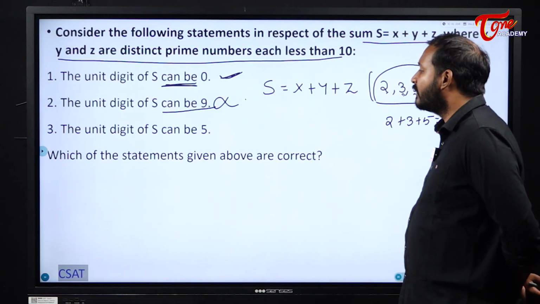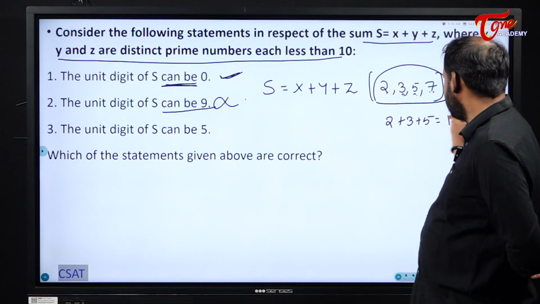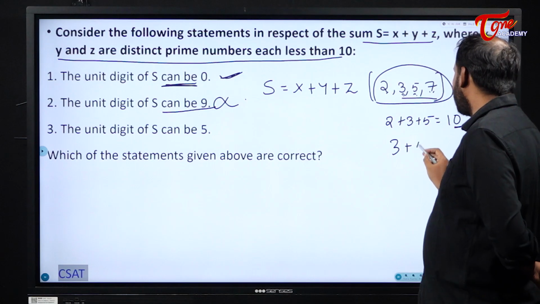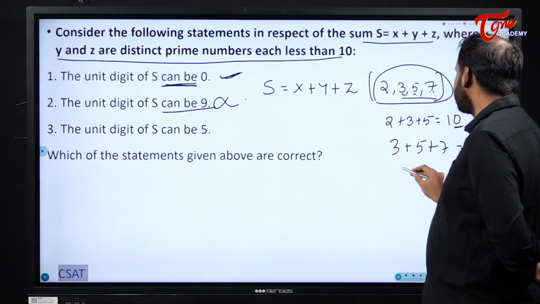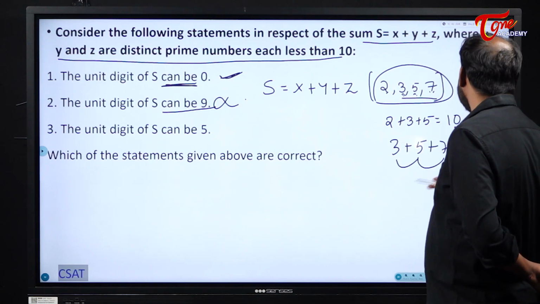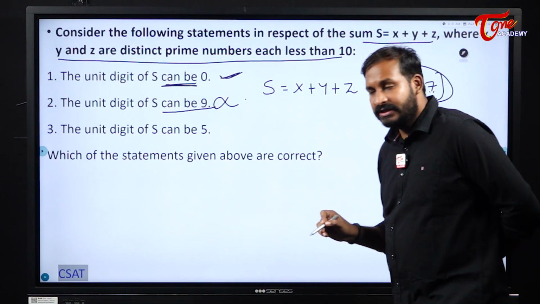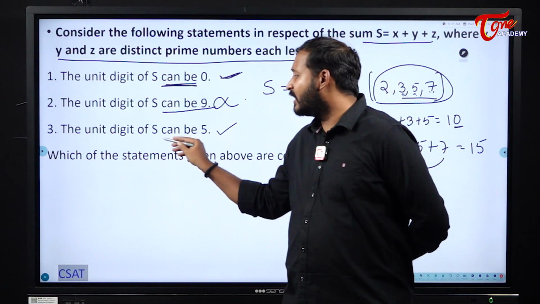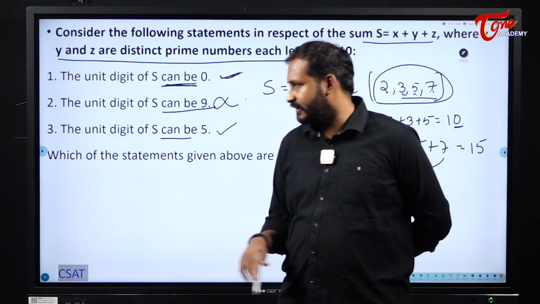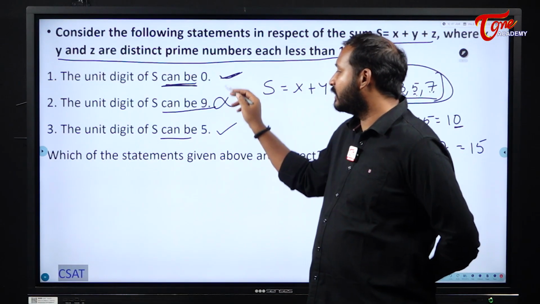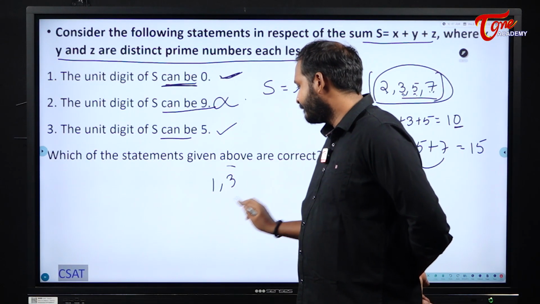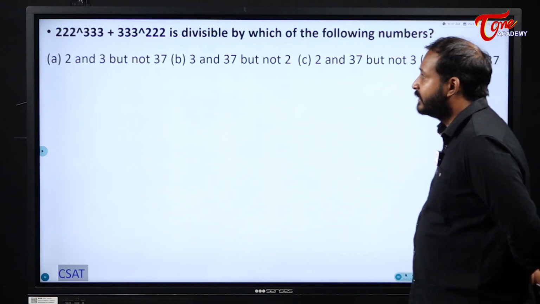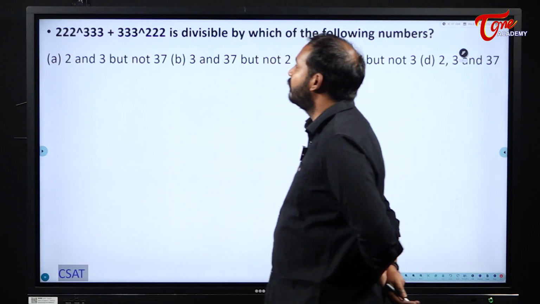Next, the unit digit of S can be 5. Yes, just now we were calculating and somewhere we got 5. 3 plus 5 plus 7: 3 plus 5 is 8, 8 plus 7 is 15. So the unit digit of S can be 5. If one value is satisfied, that is enough whenever the case is can be. Which of the statements given above are correct? So here 1 and 3 are correct. Okay, the next one: 222 power 333 plus 333 power 222.